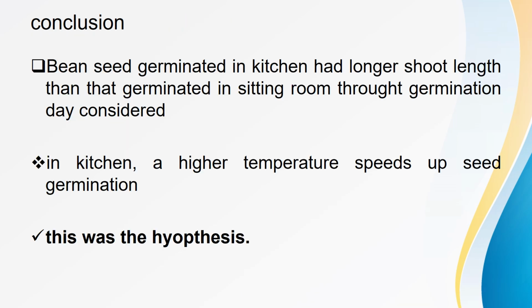So conclusion: bean seeds germinated in the kitchen had longer shoot lengths than bean seeds germinated in the sitting room throughout the germination days considered. In the kitchen, a higher temperature speeds up seed germination. This was the hypothesis, and this hypothesis is supported by the experimental results.